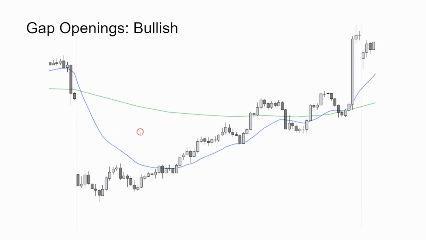Gap openings, bullish. So this is a reversal. Big gap down with continuation, but then the bulls get a higher low, which is also a head and shoulders breakout above the EMA, and we trend higher all day. Extreme price action at the end of the day is climactic.